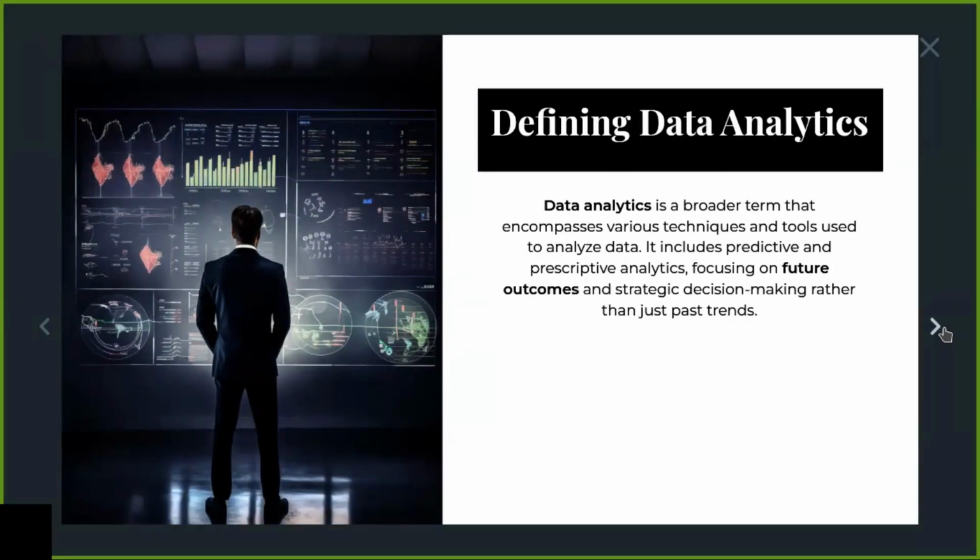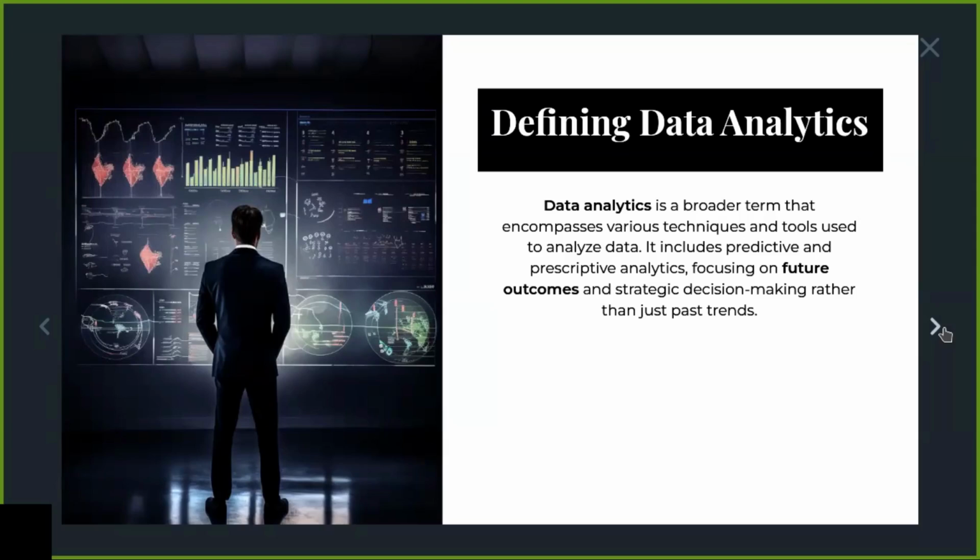Now, let's talk about data analytics. This term refers to the broader process of using computational tools and methods to analyze data for actionable insights. It's not just about understanding the data, but about applying it to solve specific business problems.